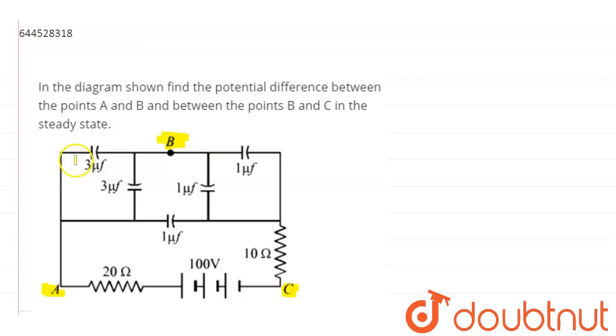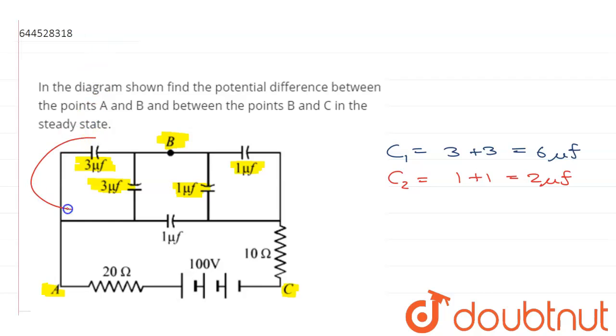These 2 capacitors of 3 microfarad are in parallel, which means their capacitance C1 will be simply 3 plus 3 is equal to 6 microfarad. Similarly, these 2 capacitors of 1 microfarad are in series. That means their net capacitance will be 1 plus 1 is equal to 2 microfarad.